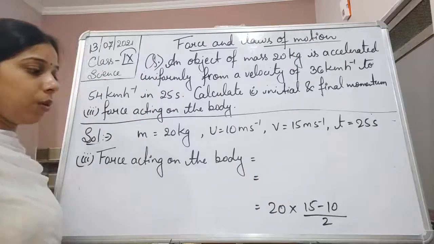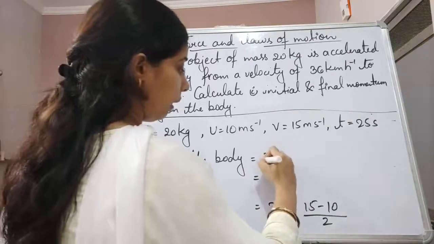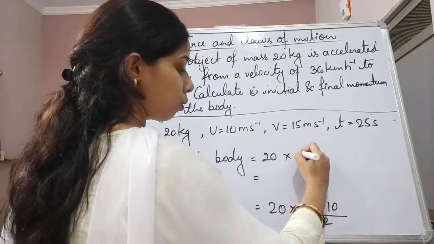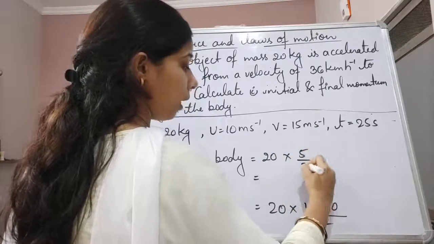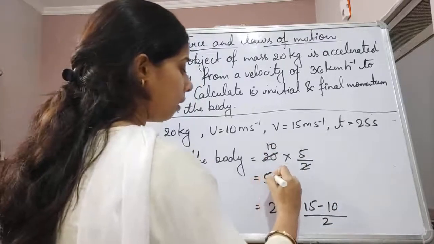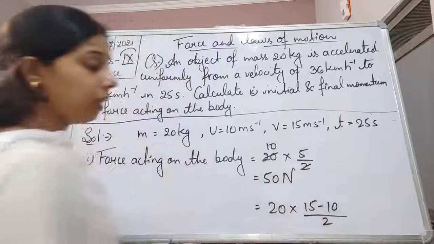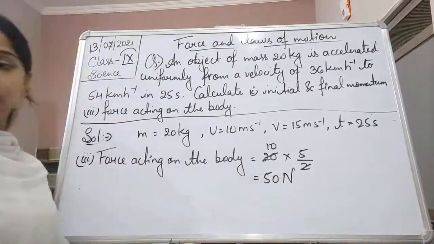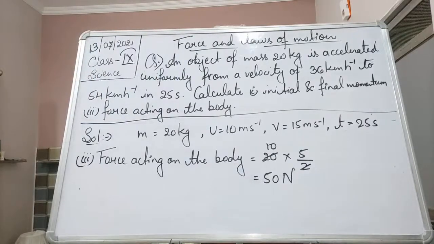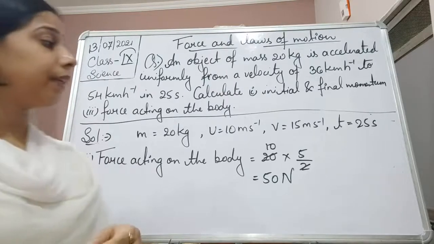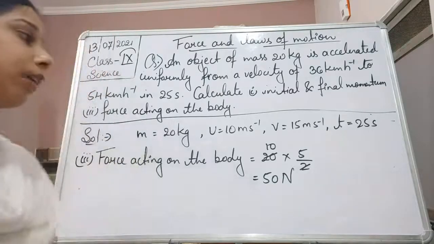Now this will be equal to 20 into 15 minus 10, that is 5, upon 2. Now this 2 and 20 will cancel, it will become 10, and 10 into 5 is equal to 50 Newton. So the answer that we will get is 50 Newton. Here we will get the value of the force acting on the body.